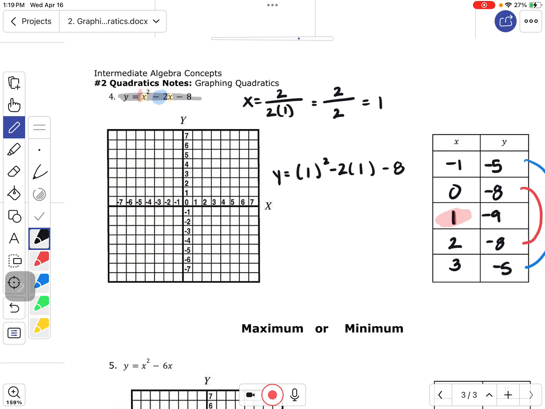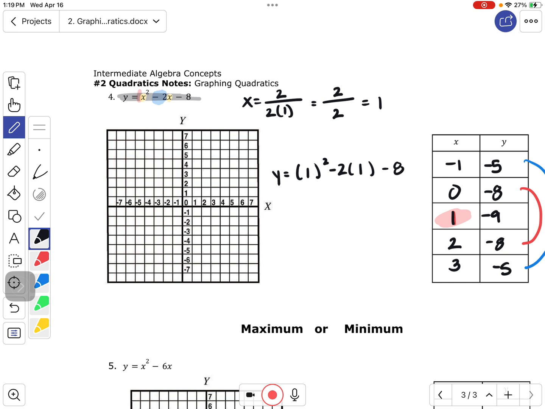Okay, now I'm going to go ahead and graph. So first I go left and right. So I'm going to go left -1 and then down to -5. So -1, -5 is right here. 0 meaning I'm not going left or right, but I'm going to go down to -8. It's right there. 1, -9, which doesn't land on the graph. So if I go over +1, if the bottom is a -8, I'm just going to make it right below that. That's going to give you that -9. And then 2, -8, which is right here, and 3, -5. Okay, and that's going to make this parabola right there.